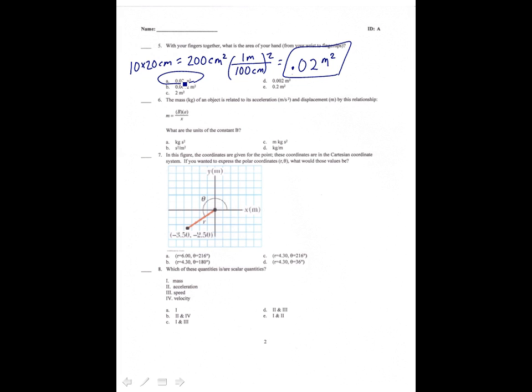If you look at all the other answers, none of the other answers are reasonable at all. They're like a meter by 2 meters or 1 centimeter by 2 centimeters, so none of the others are viable answers. The mass of an object is related to its acceleration and displacement by this relationship.